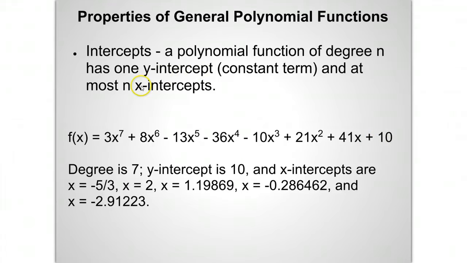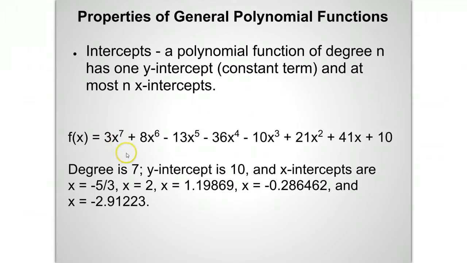And the x-intercepts are really the zeros of this. So this being of degree 7, we know that at most we're going to have 7 zeros, so there'll be at most 7, or n representing the degree of the polynomial, that number of x-intercepts.